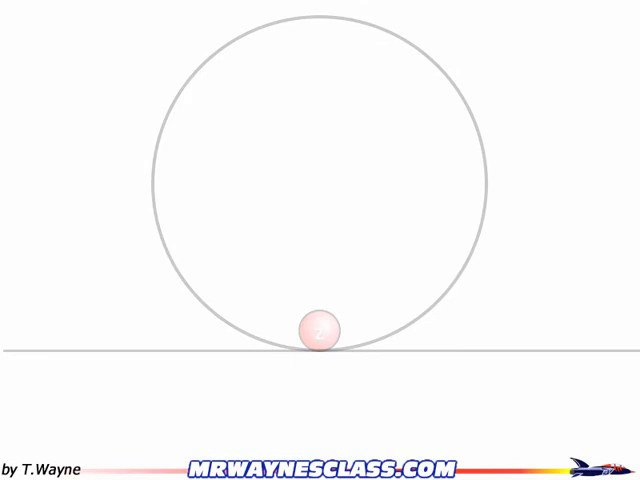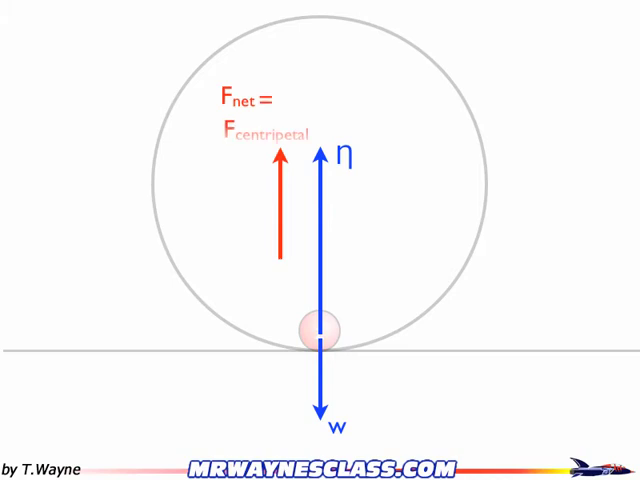So let me fade this out. Let's talk about the forces. To figure out the acceleration that I feel at this part of the loop, I need to look at the forces. I've got the weight going down, that's my weight, as I go around. And I've got the force the track's exerting upwards, which we call the normal force. Together these two combine to give me the net force. So I'm going to have an unbalanced situation here. Because I'm going in a circle, the net force is actually the centripetal force.